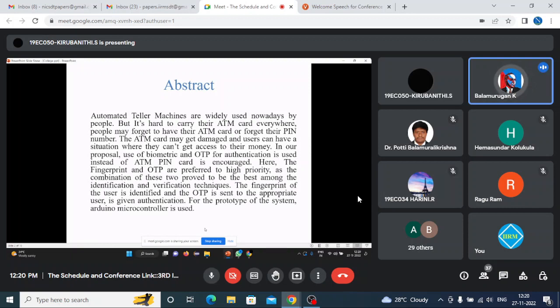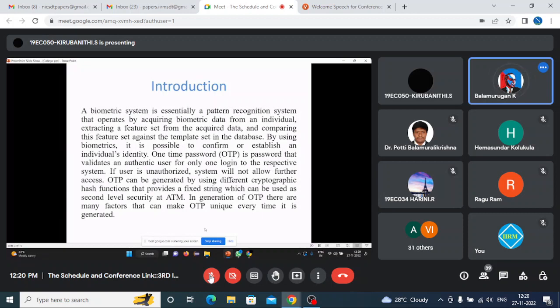In our proposal, the use of biometrics and OTP for authentication instead of an ATM card and PIN is encouraged. Here, fingerprint and OTP are given high priority as the combination of these is the best among identification and verification techniques. The fingerprint of the user is identified and the OTP is sent to the appropriate user to give authentication. As a prototype of the system, an Arduino microcontroller is used. Next slide, please.